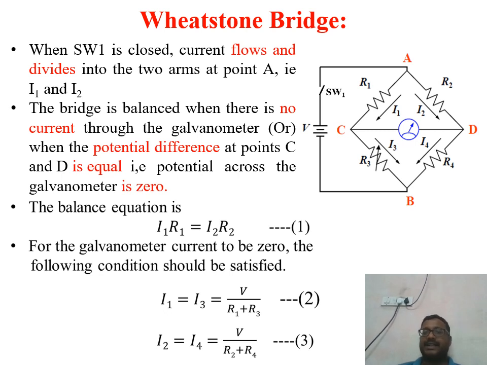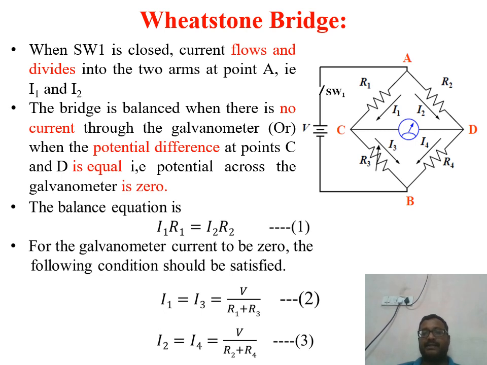So when the current doesn't pass through the galvanometer, the potential difference at the C terminal point and the D terminal point is always equal. That means the current does not pass through the galvanometer. It will be equipotential, that is, the C terminal point and the D terminal point. So what is the balance equation? What is the potential? The potential across the galvanometer is 0.